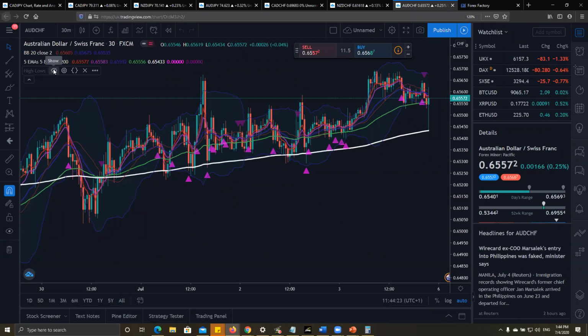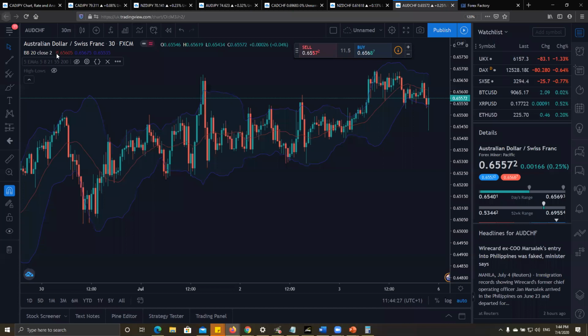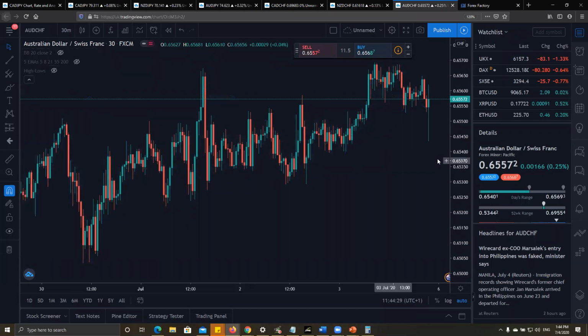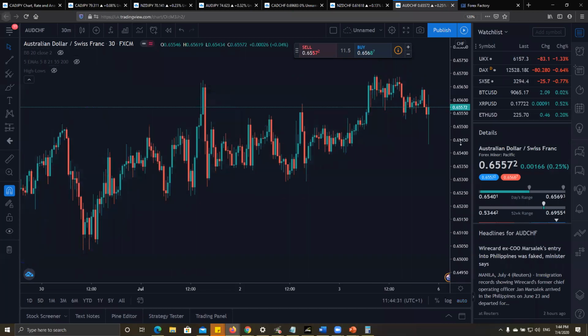Yeah, and then I'll copy most of this chart and then send it into the charts group for us to see how things are developed.